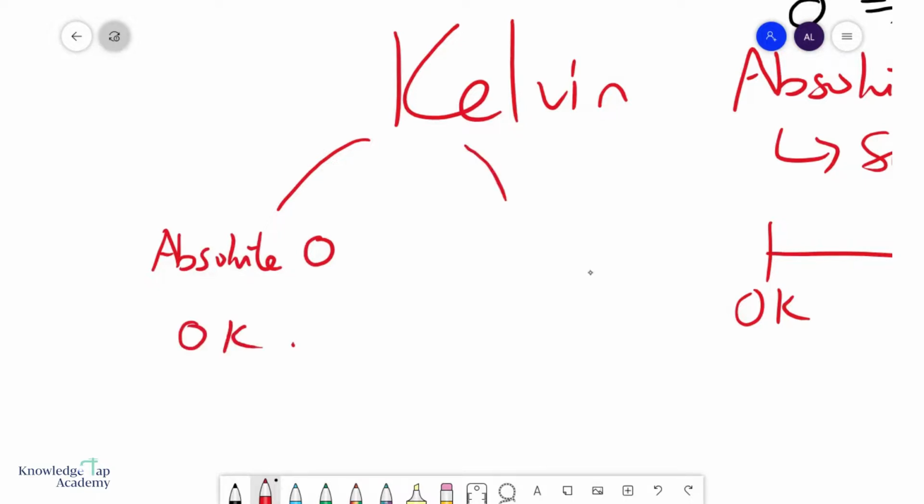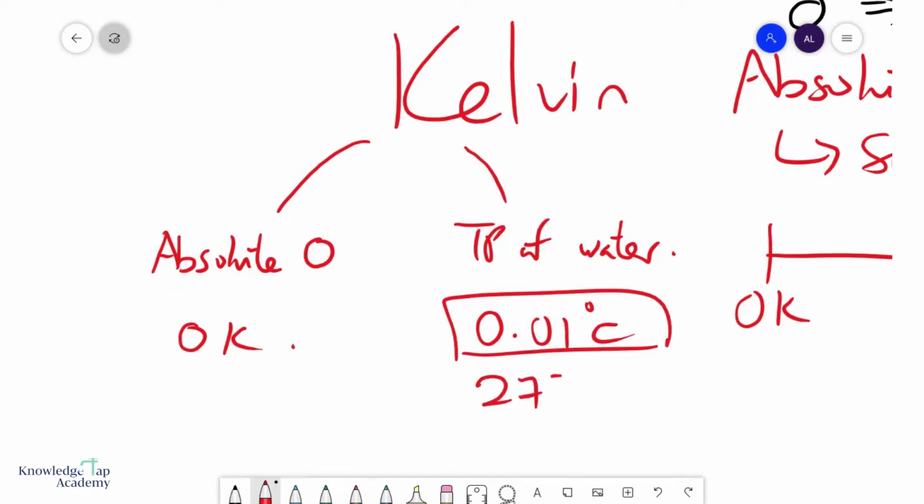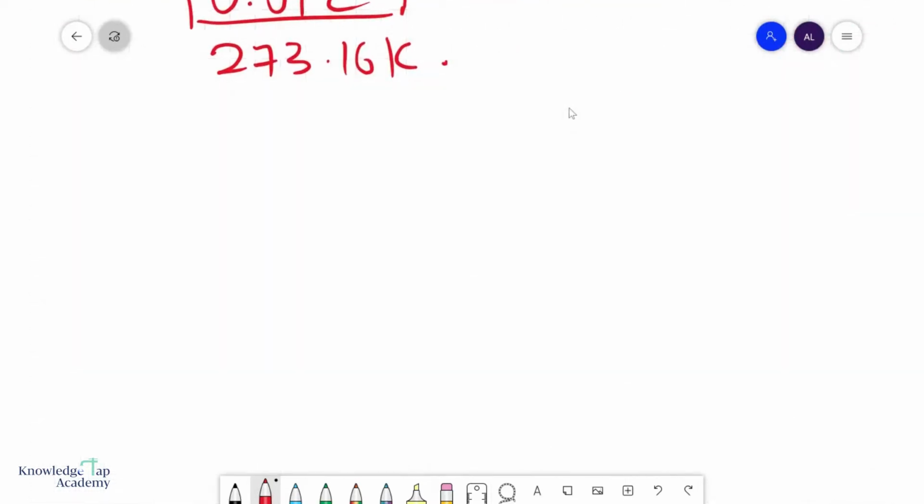And we use the triple point of water, which is the point where water can exist in all three states, as the other point. This is, of course, going to be 0.01 degrees Celsius. Okay, and if we work that out, that's actually going to be 273.16 Kelvins. Okay, so Kelvins are preferred to the degree Celsius scale because of its fixed reference points and also because it's an absolute scale.